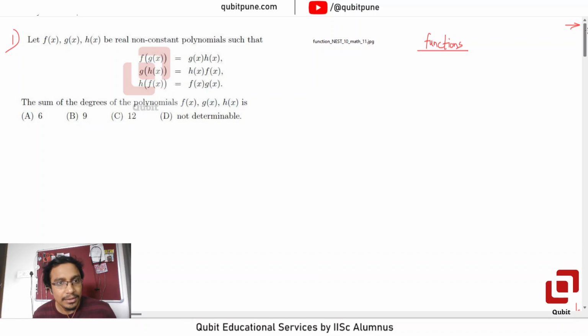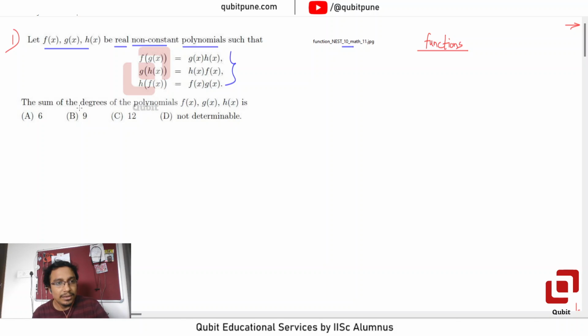So let us start with our first question, which is based on functions. This MCQ is from NEST 2010. A simple MCQ based on the idea of composite functions. Let f, g and h be real non-constant polynomials such that f of g of x is equal to g of x into h of x, g of h of x equals h of x into f of x, h of f of x equals f of x into g of x. So these are the three conditions that are given to us.